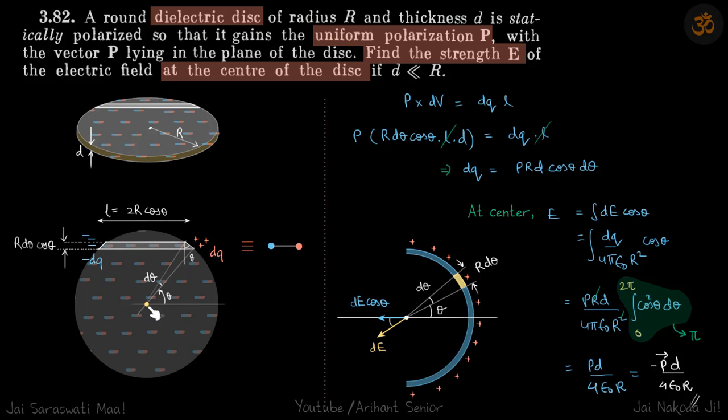So from here we'll calculate the small electric field dE. So E at the center is integral of dE cos theta. Because you can see that due to the symmetric nature, the vertical components will cancel out. So eventual electric field at the center is dE cos theta. dE is k dq by r square.